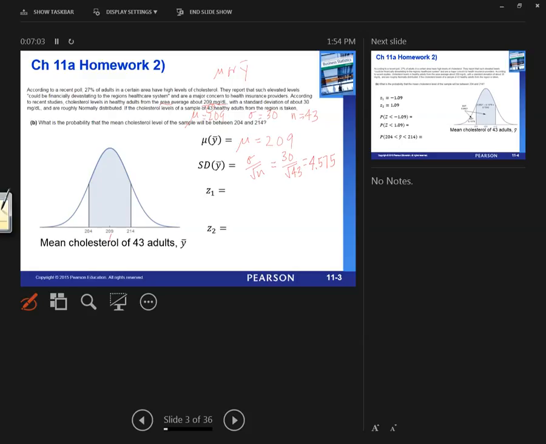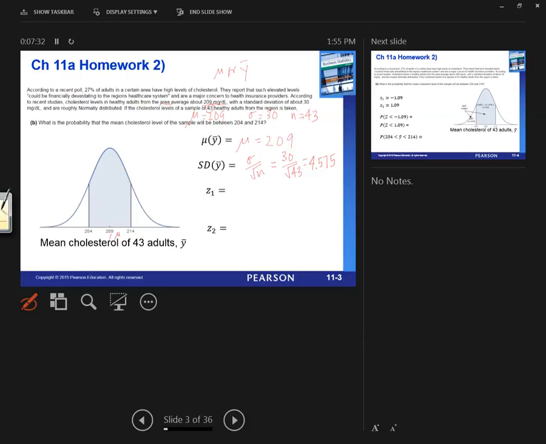There's some technical difficulties here. Trying to type mu. There we go. So 209 is mu. That goes in the center. And we want to know the probability that the mean cholesterol for the sample, so this is the mean of the 43 people, will be between 204 and 214. So 204 is less, I put that on this side. 214 is bigger, put that on the right side. And we draw the area in the middle.